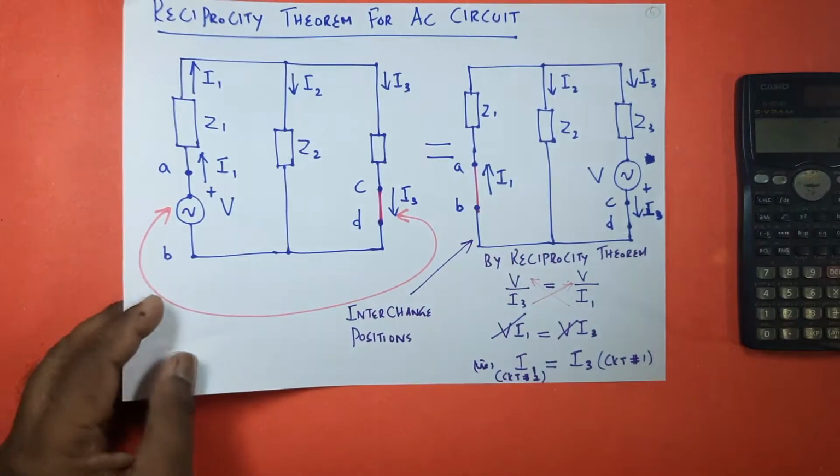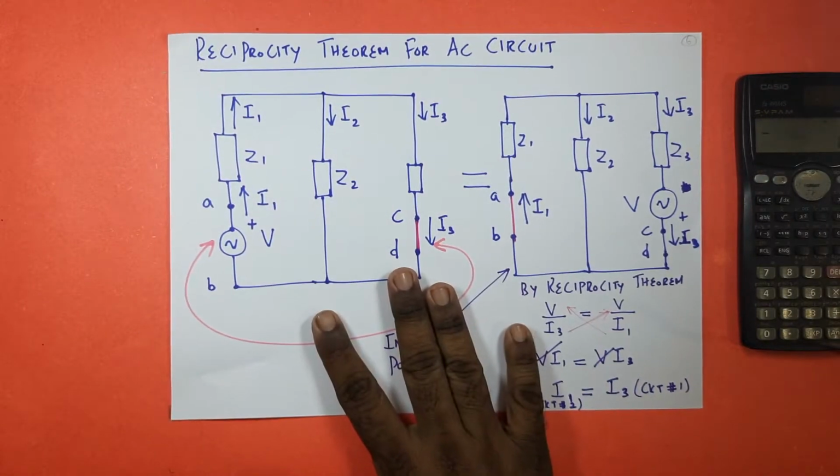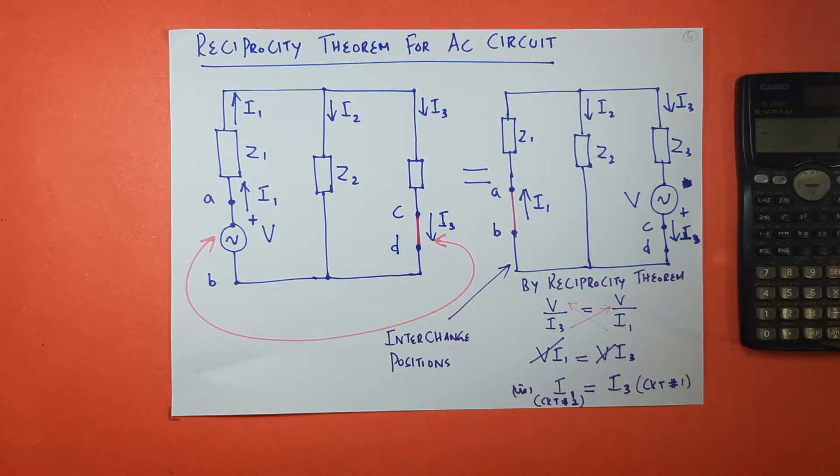Next one is this reciprocity theorem for AC circuit. We have already seen reciprocity theorem for DC circuit. Same thing. Only thing is here you will be having impedance. That's all. Okay. So here I have one source V in series with impedance Z1.